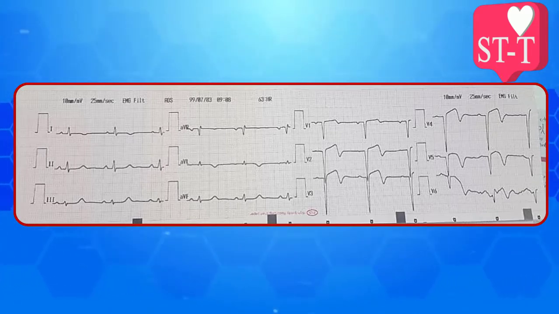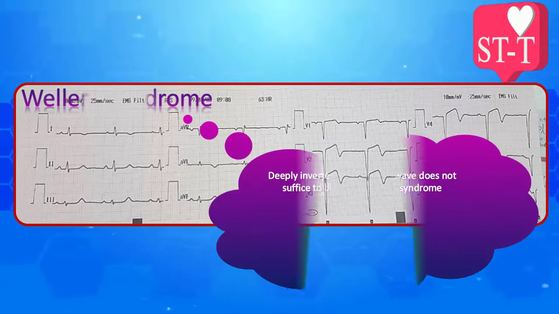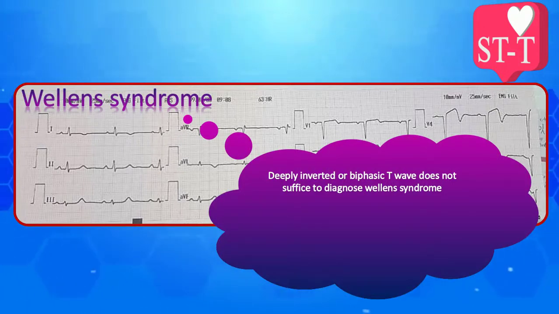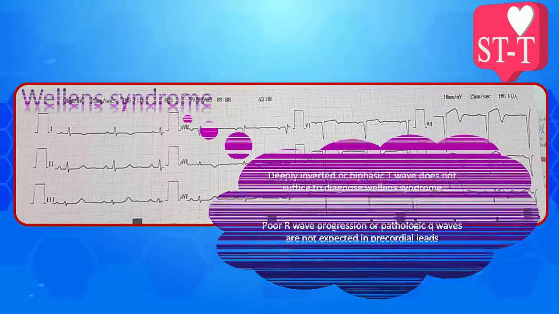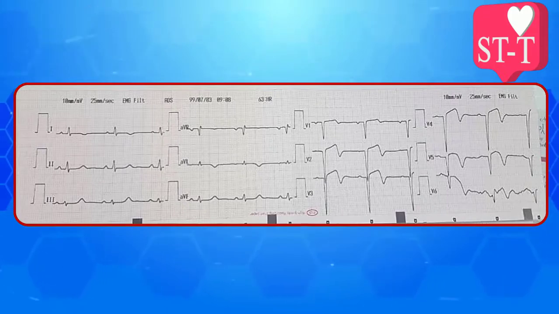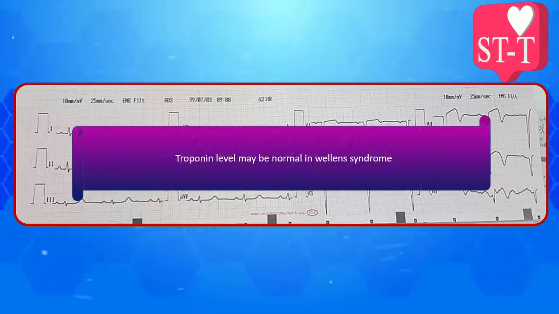But that's not true. Remember that deeply inverted or biphasic T waves do not suffice to diagnose Wellens syndrome for sure. In Wellens syndrome, we do not expect to observe poor R wave progression or pathologic Q waves in precordial leads. But as you see, both pathologic Q waves and negative concordance are present in this electrocardiogram, which exclude Wellens syndrome as the possible cause of T wave inversion in this case. Remember that troponin level may be normal in Wellens syndrome.